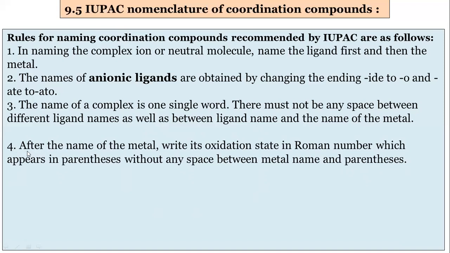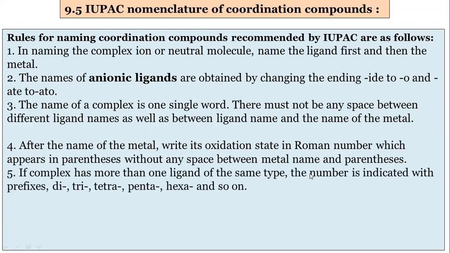So what is rule number 4? After the name of the metal, write its oxidation state in brackets. After writing the name of the metal, write its oxidation state in Roman numerals, which appears in parentheses without any space between the metal name and the parenthesis. In simple words, when you are writing the name of the metal, its oxidation state we have to write in brackets with Roman numerals without any space.